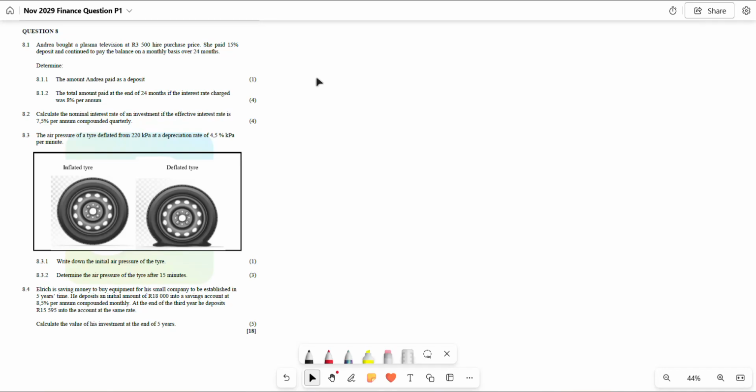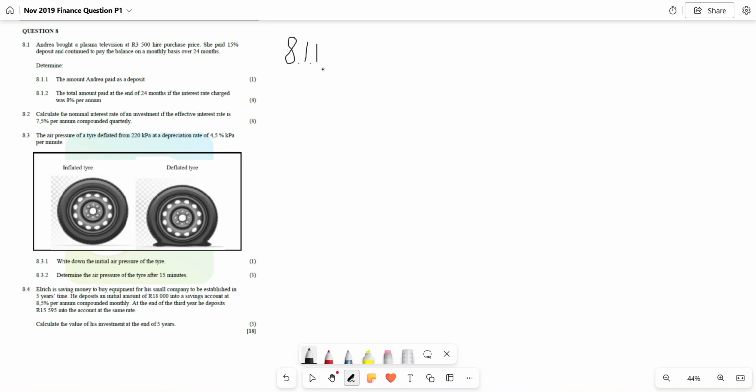Welcome back to another session of technical mathematics, where we are going to look at another part of finance, growth and decay. The paper that we have here is from November 2019, from the province of Eastern Cape. This is the paper that we are going to look at and work through the questions so that we provide all relevant clarity to our learners.